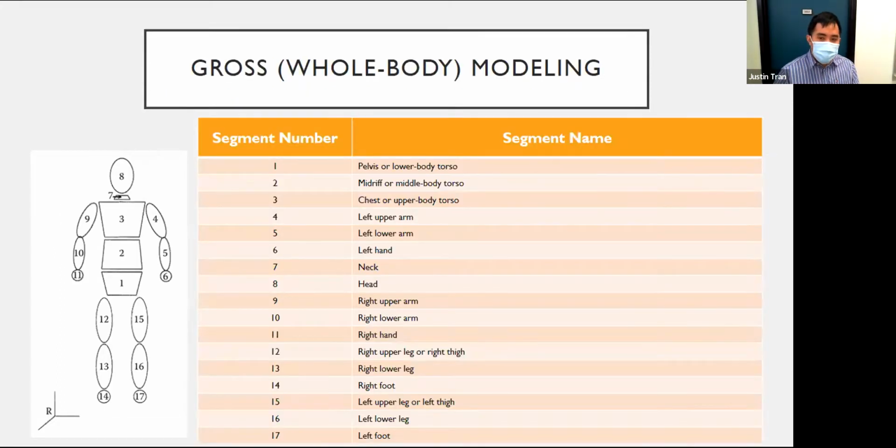I'll leave it here for a second in case you guys are writing it down, but are there any questions on this so far? Okay.